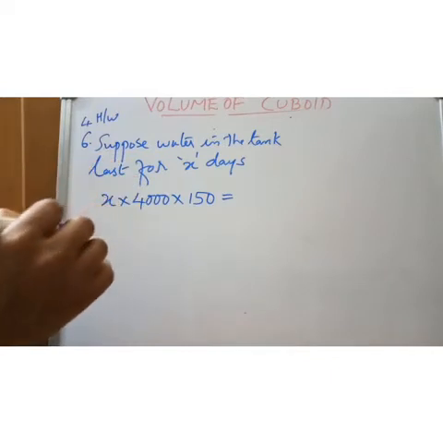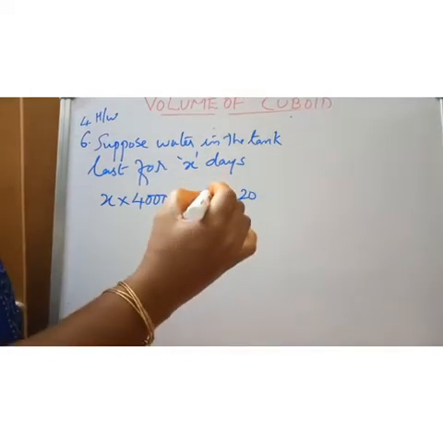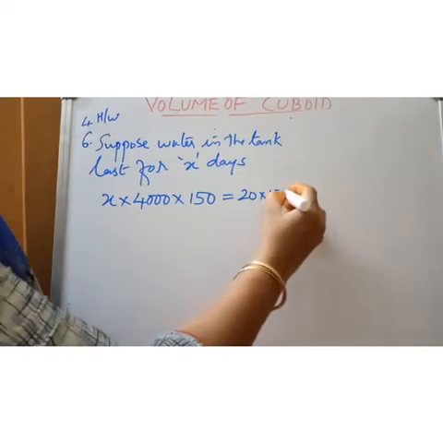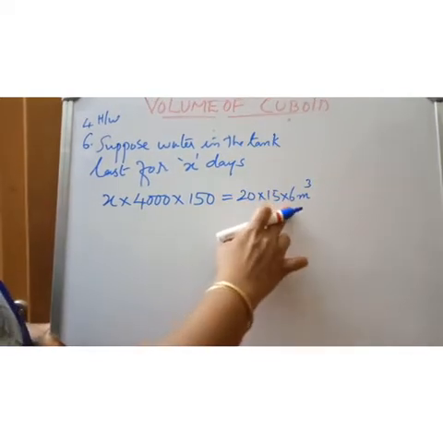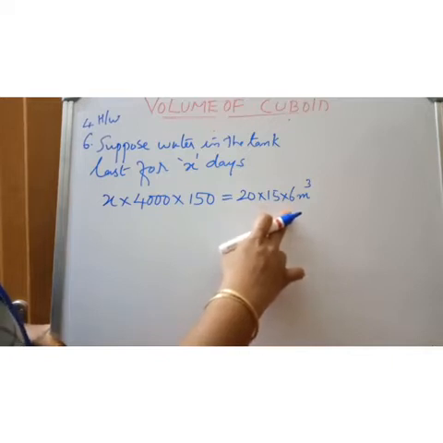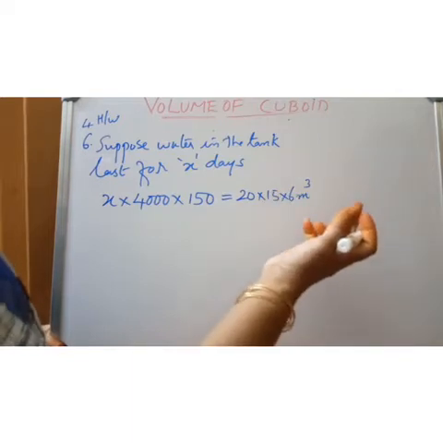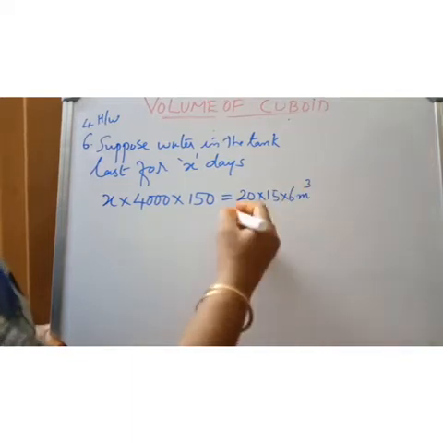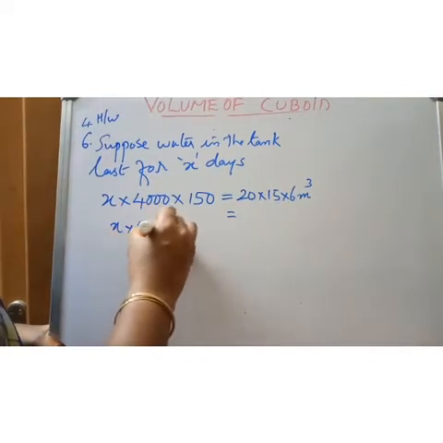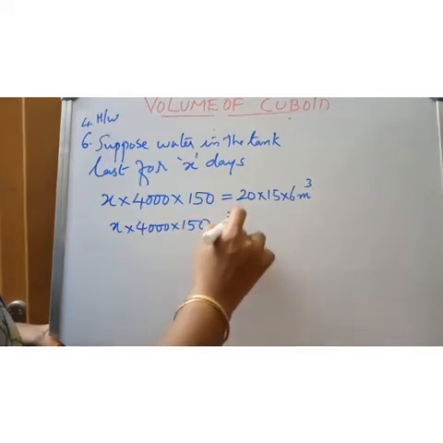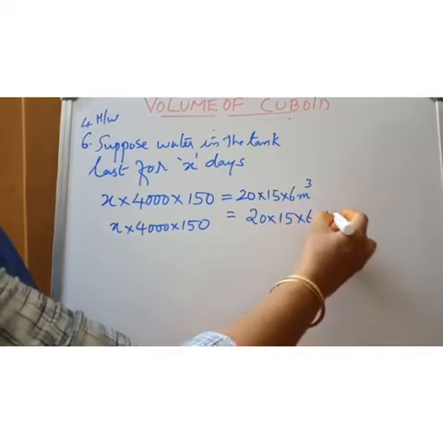What is the length, breadth and height of the tank given? 20 into 15 into 6 meter cube. So, they ask you to find out in liters. First, in the right side value you have to convert meter cube into liter. So, what is the rule? Meter cube converting to liter, we must multiply it by 1000. So, x into 4000 into 150 equal to 20 into 15 into 6 into 1000.